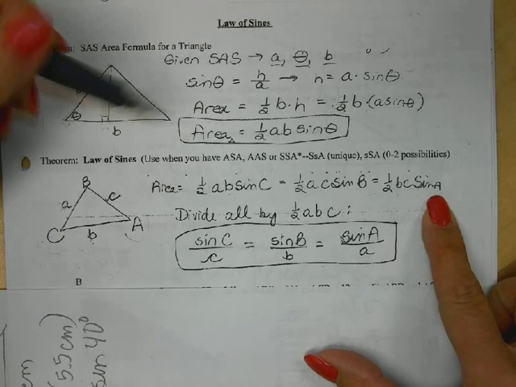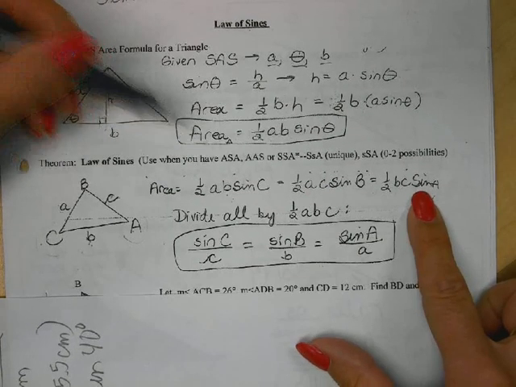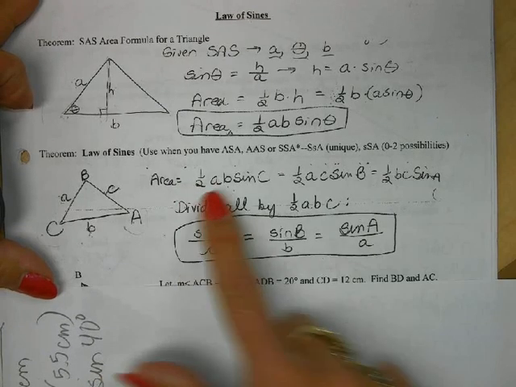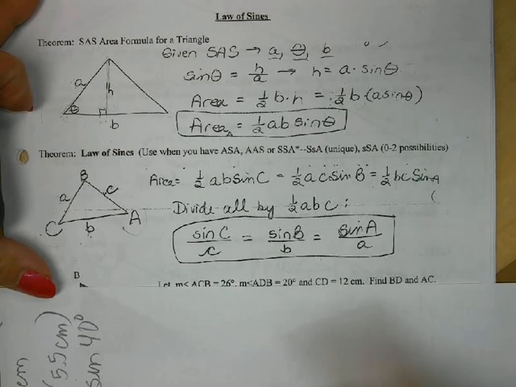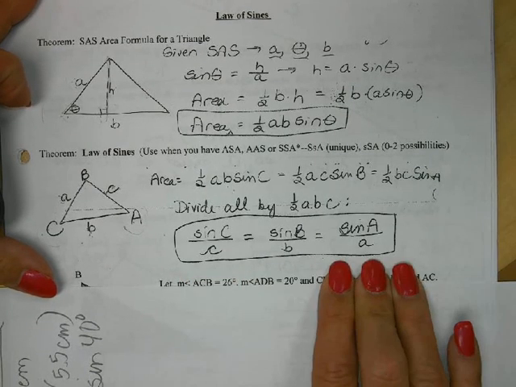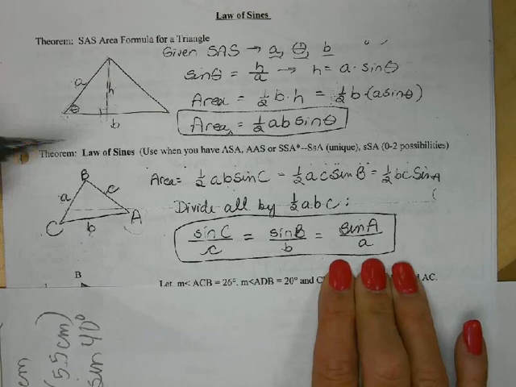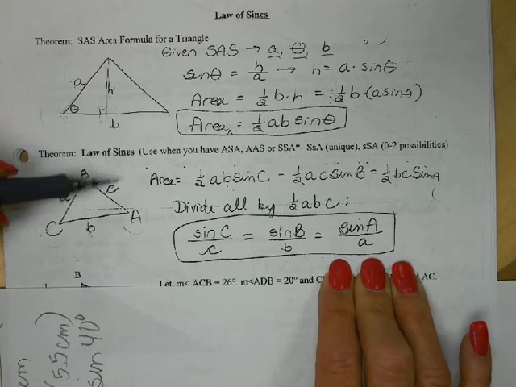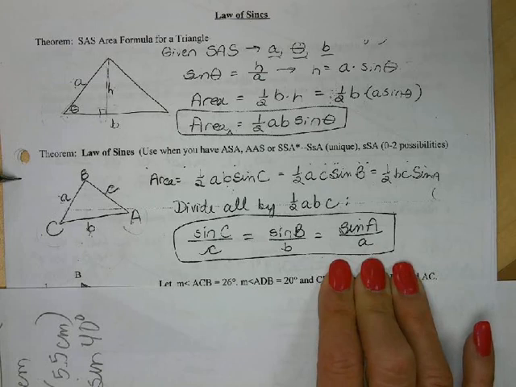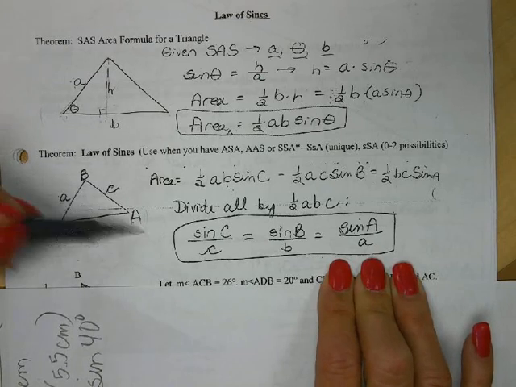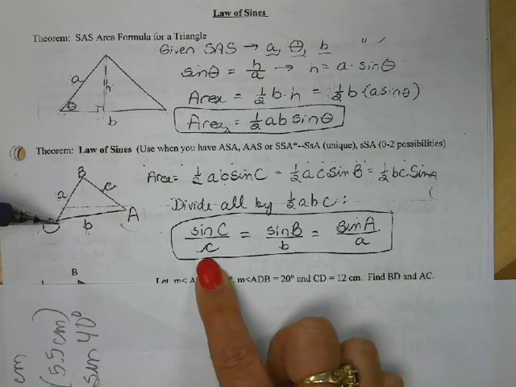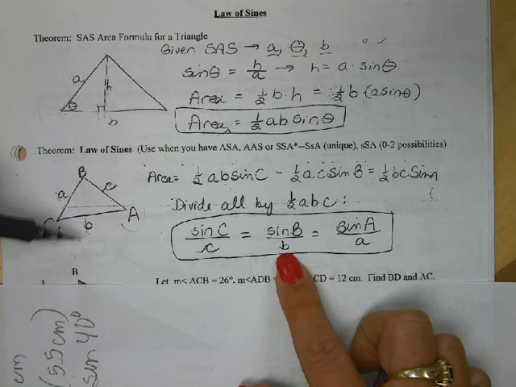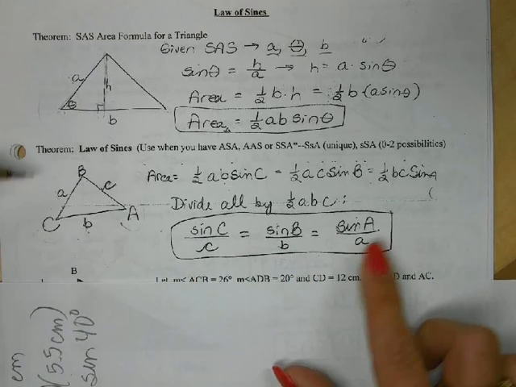So all three of these area calculations would be equal. And if I divide each of these by 1/2 ABC, a whole bunch of things will cancel out, and I'll get my law of sines, which basically tells me there is a relationship between an angle and a side opposite in this triangle. So as this side gets longer, this angle will get larger, but it's not a 1-to-1 ratio. It's the sine of the angle over a side opposite is equal to the sine of an angle over its side opposite is equal to the sine of an angle over its side opposite.